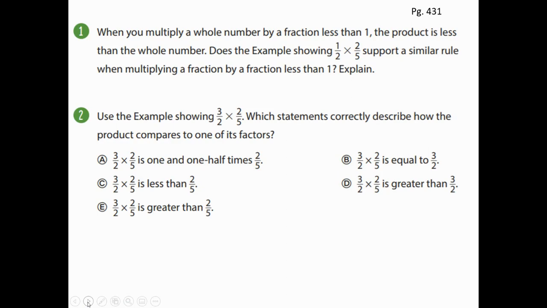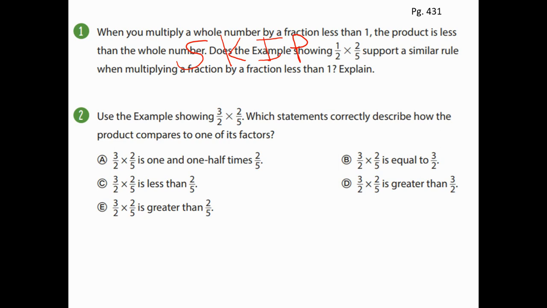Okay, here's what I want you guys to go ahead and do. We are going to skip on page 431 here. We are going to skip number 1. I want you to go ahead and do number 2. Use the example showing 3/2 times 2/5. We don't necessarily need to see that. Which statements correctly describe how the product compares to one of its factors? So here's what I'm going to say, guys. Understand what fraction they're asking you to look at. See how they're multiplied together and give me an answer. So go ahead and pause this video and then we will come back and look at it once you're done.